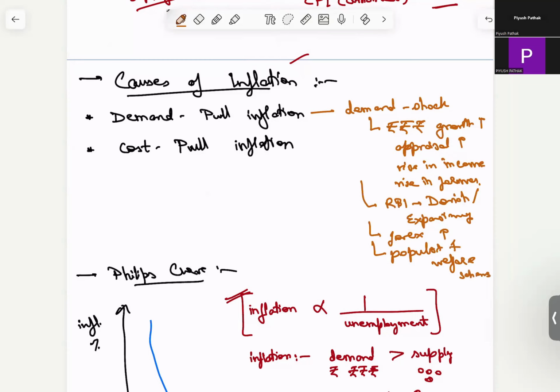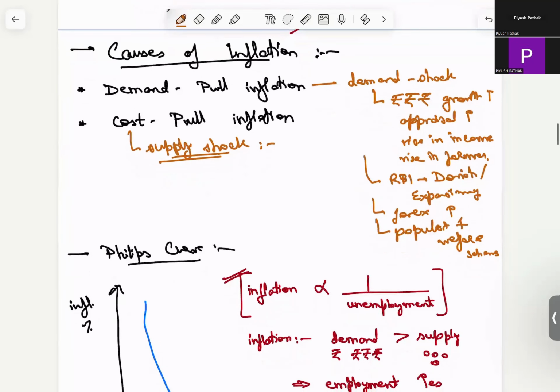Then there is cost pull inflation. It is also known as supply shock. Why supply shock? Because here inflation is pulled not by the demand in the economy but by the supply. How does it happen? Let us say again there is a war. We have already discussed it. We are just trying to wind up the topic.